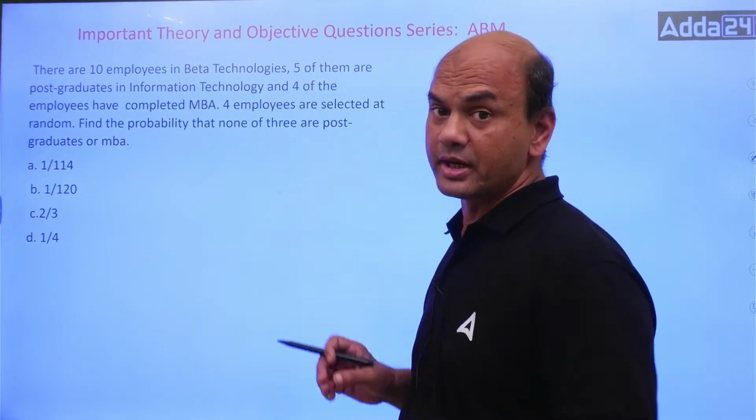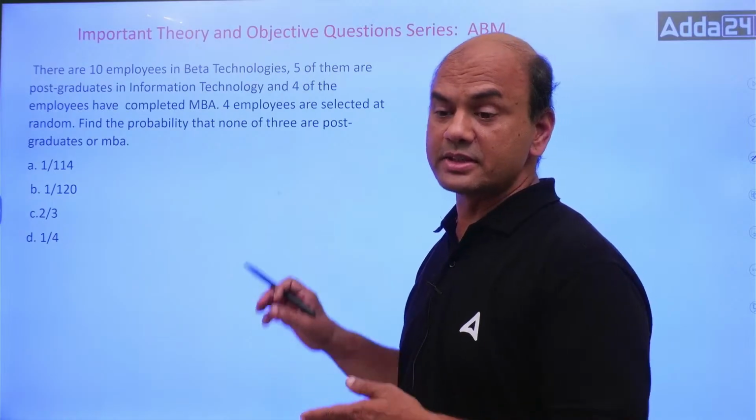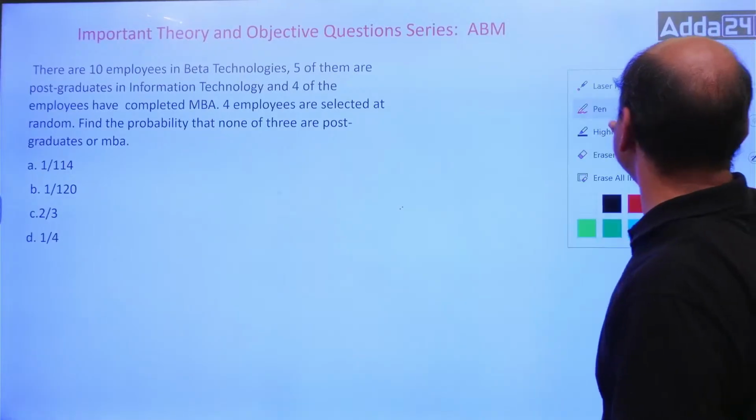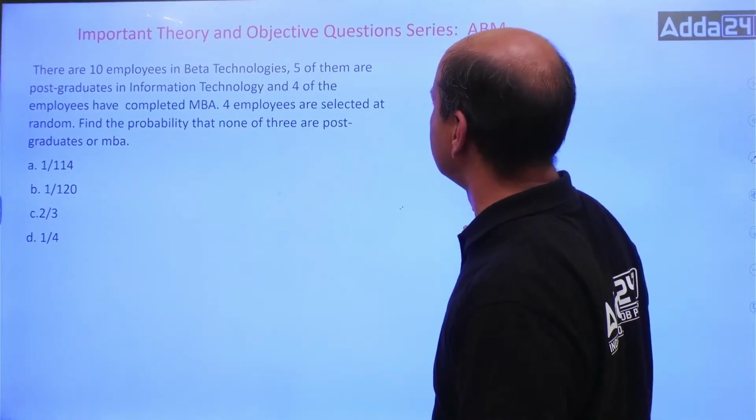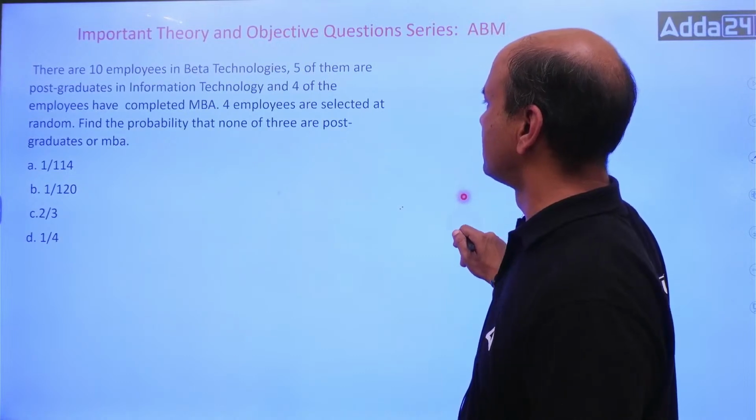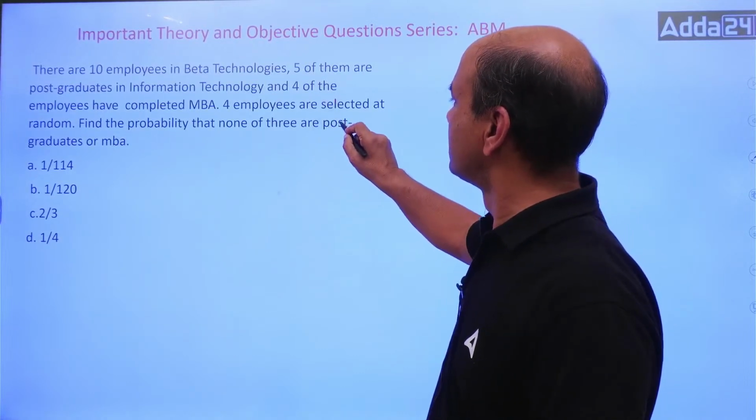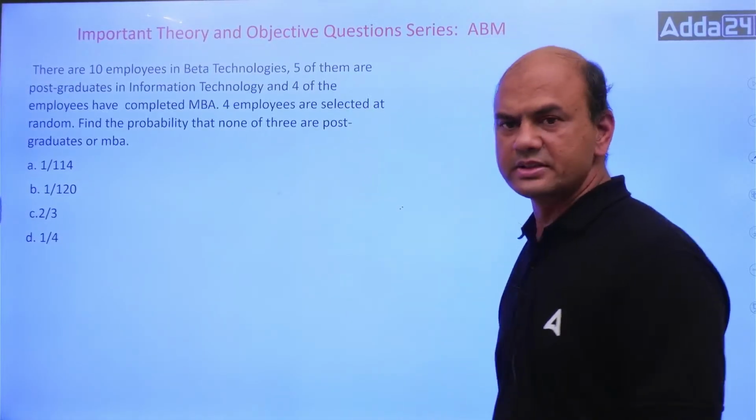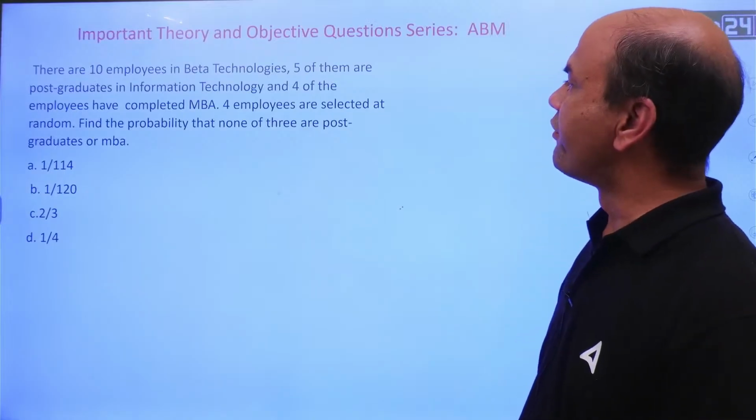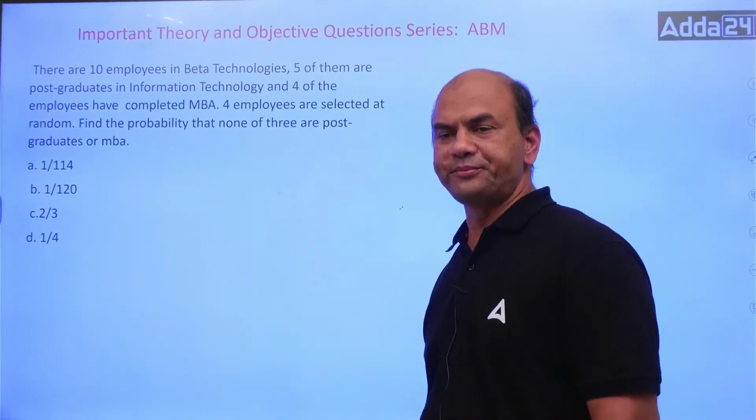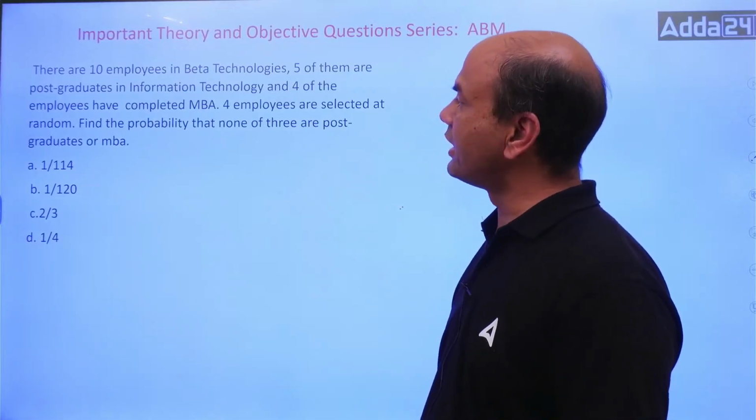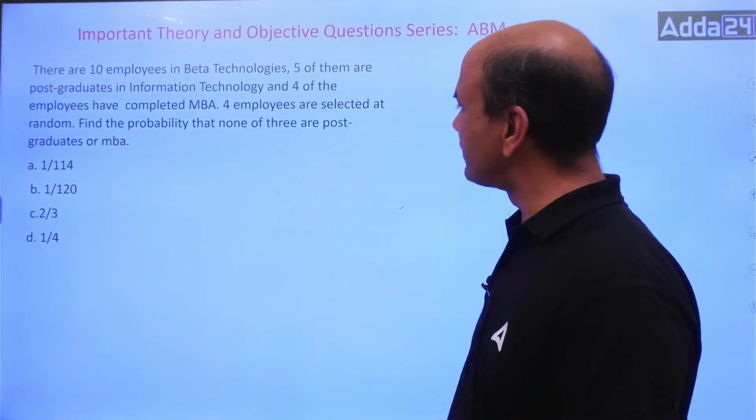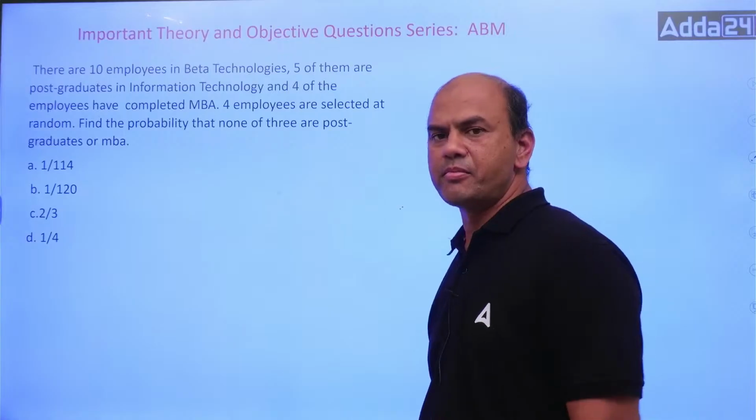There are 10 employees of Beta Technologies. Now, similar problem. I told you we are having a similar problem, but this is a bit different. So what is the difference in this? Let's see. There are 10 employees in Beta Technologies. 5 of them are PGs in IT. 4 of them are MBA. That's okay, so that is common. 5 and 4.